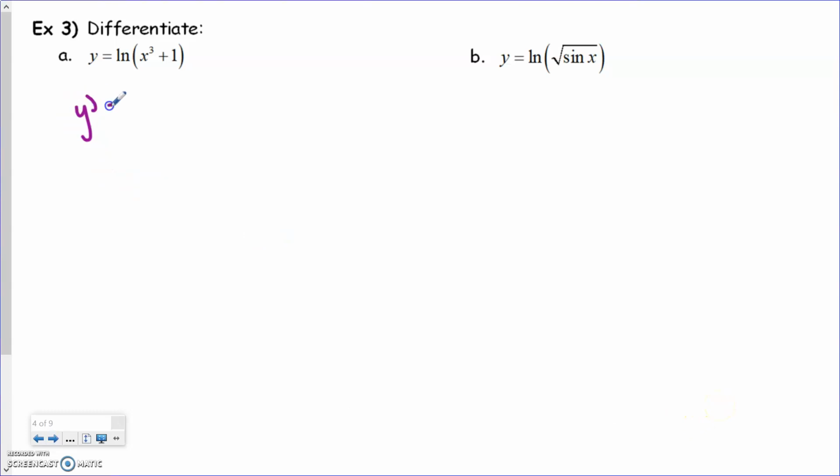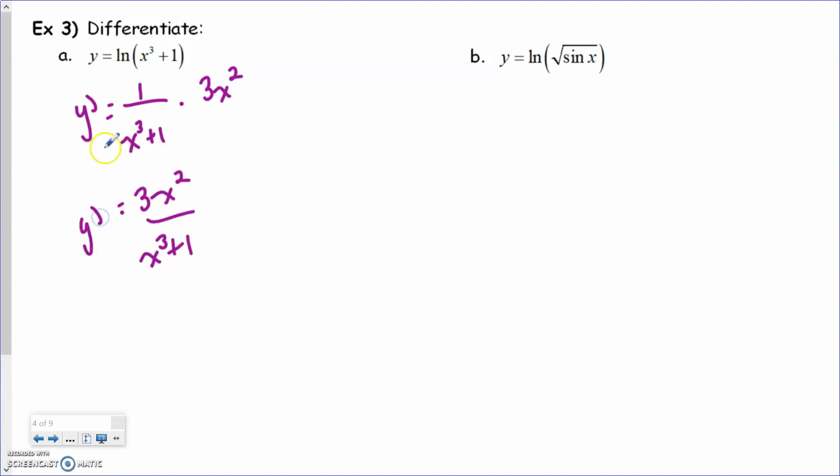The derivative of this one is going to be 1 over that whole function on the inside times the derivative of that function. And then I like to write it as one nice simple fraction. So I do bring this together and write it as 3x squared over x to the third plus 1. You're good there.